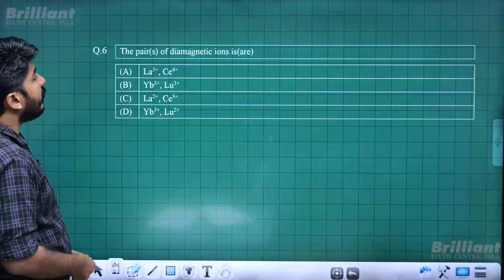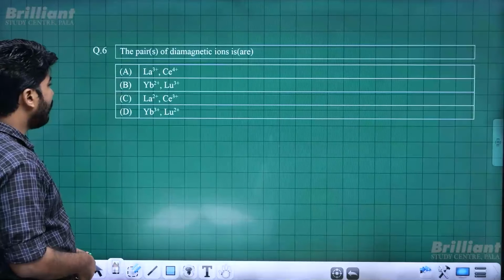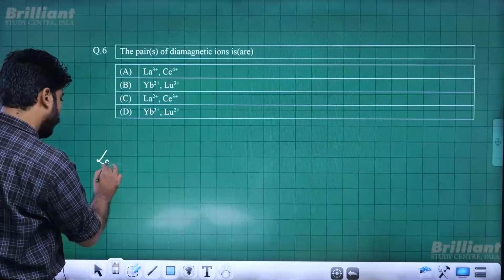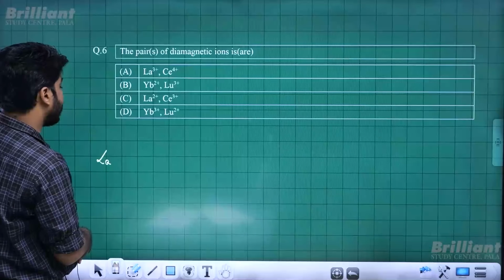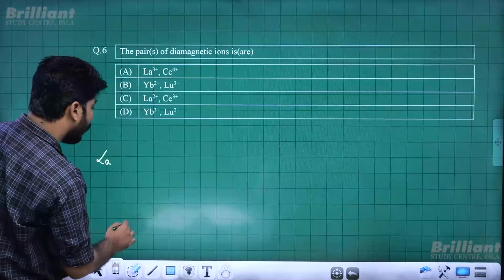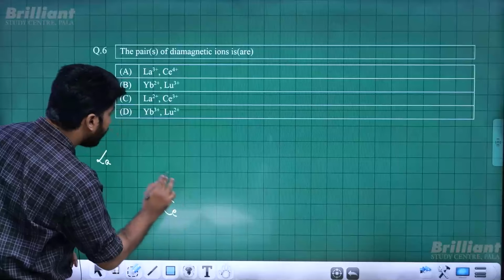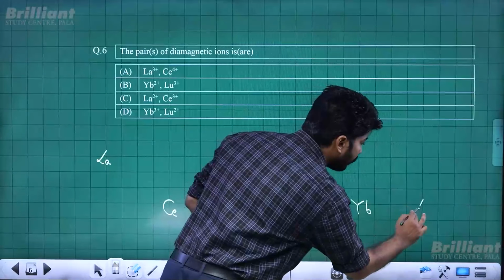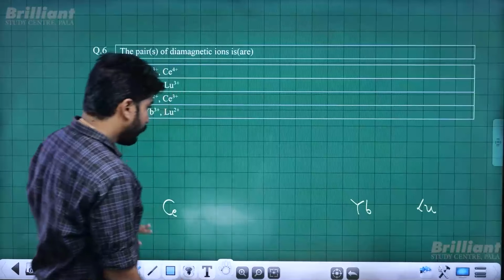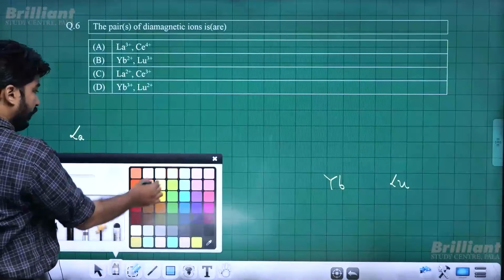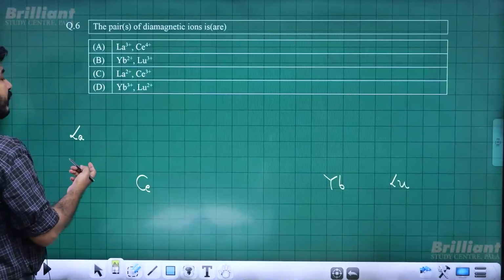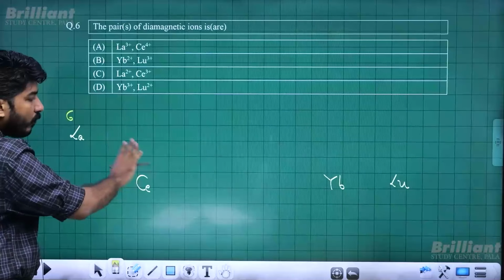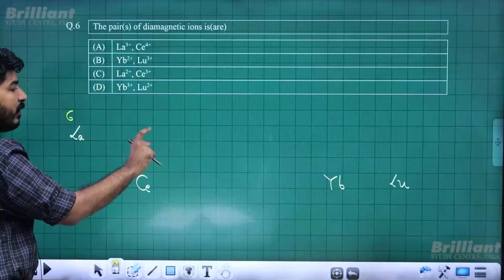The pairs of diamagnetic ions are, so if you look at the options, the option is talking about 4 different elements. So it's mentioning lanthanum, then cerium, ytterbium and lutetium. So we know the periodic table very well and the electronic configuration of every element. All of these 4 are members of 6th period.